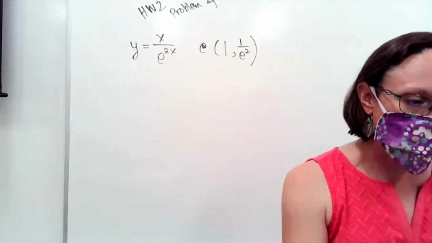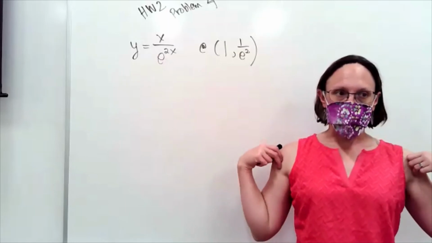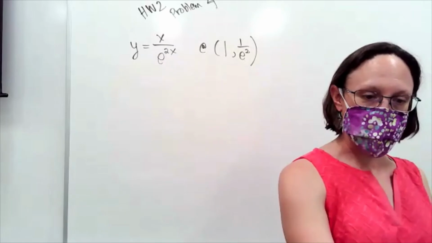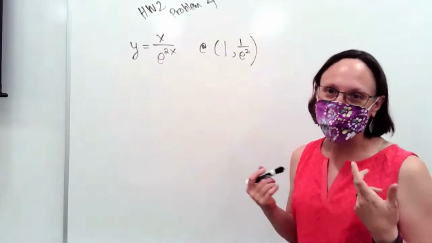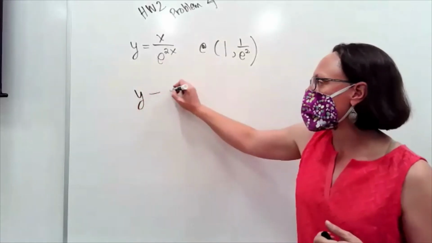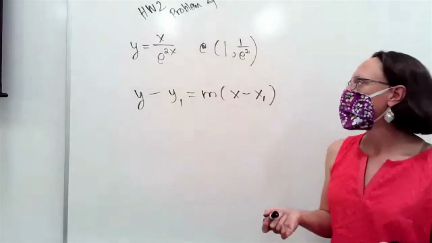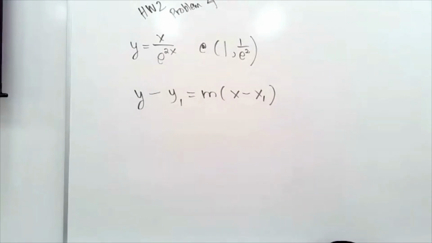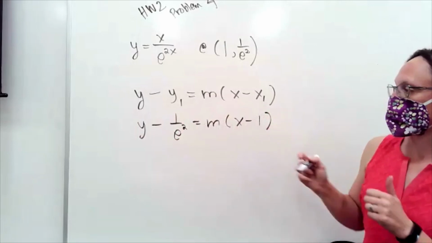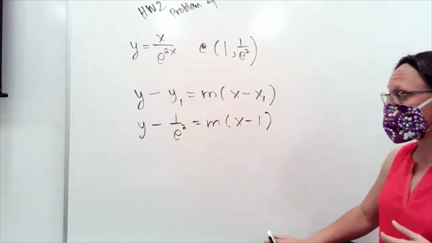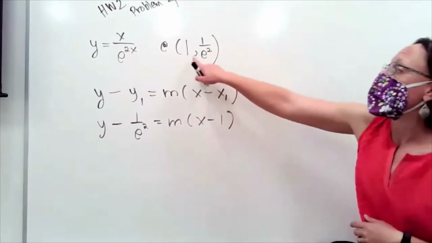Okay, so in problem four, we're being asked to write the equation of a tangent line. I think we talked about this a little bit on Friday, but just reminding ourselves of things from 16A, when I write that equation for a tangent line, I'm usually thinking about it as y minus y1 equals m times x minus x1. And because we've been given a point already, we can get some partial credit already. So y minus 1 over e squared equals m times x minus 1. And really the only thing we have to do is to figure out the slope. And to find the slope, I'm going to take the derivative and plug in the point I'm at.